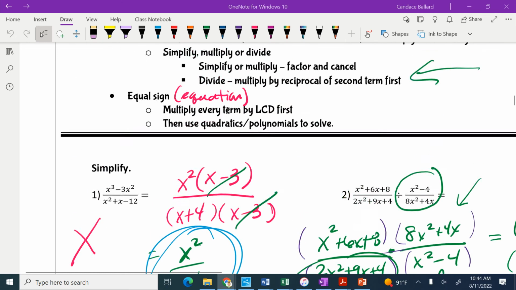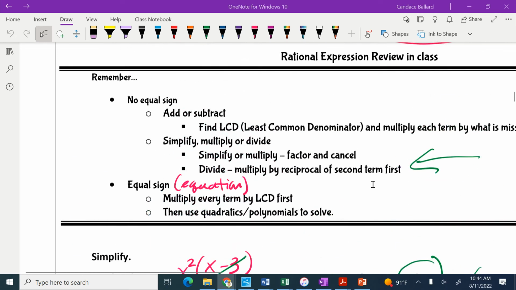Okay, let's review really quickly. Re-review those bullet points to yourself, please.